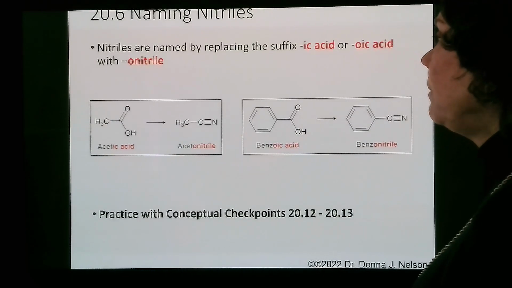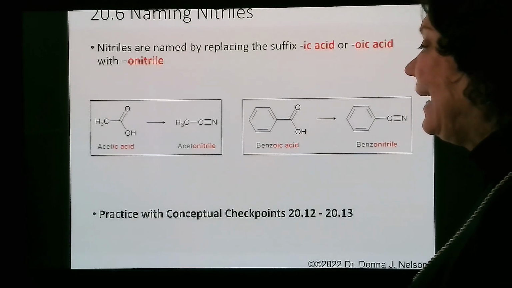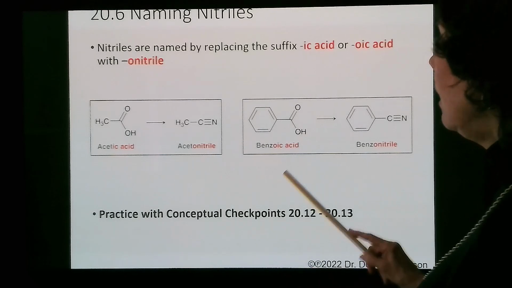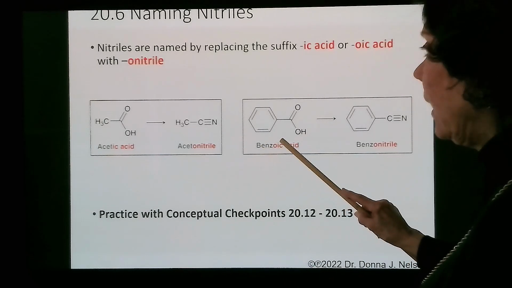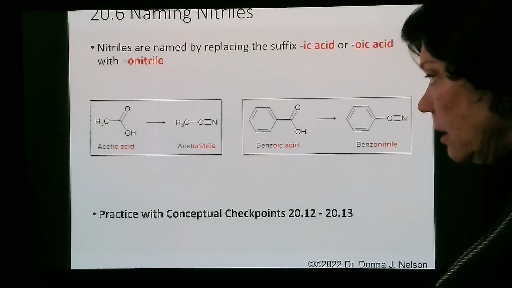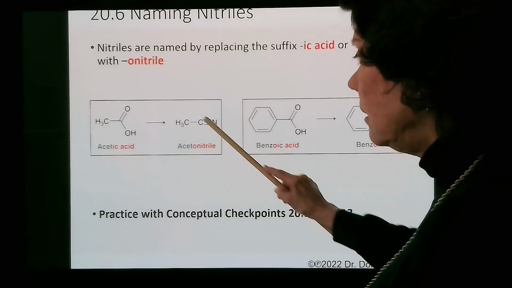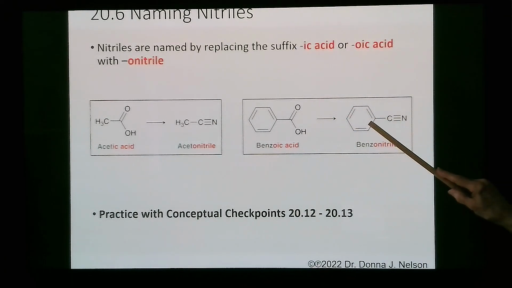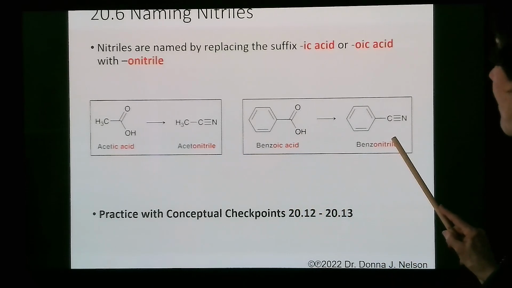Nitriles are named by replacing the suffix ic acid, as in acetic acid, or oic acid, like benzoic acid, with onitrile, acetonitrile. So here is the nitrile, here's the nitrile. This is benzonitrile, acetonitrile, benzonitrile.